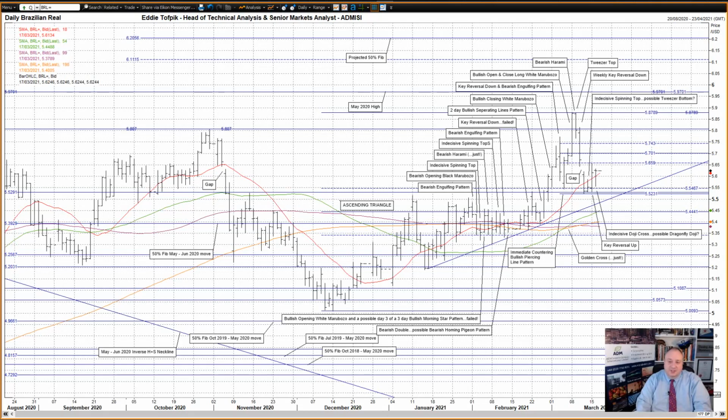US dollar against the Brazilian real. An indecisive doji cross, possibly with ambitions to be a bullish dragonfly doji. It was an interesting choice to make after the previous session's key reversal up.